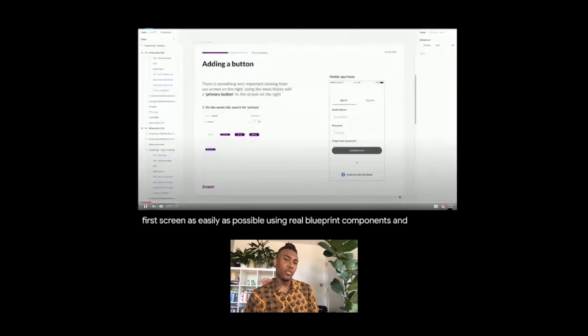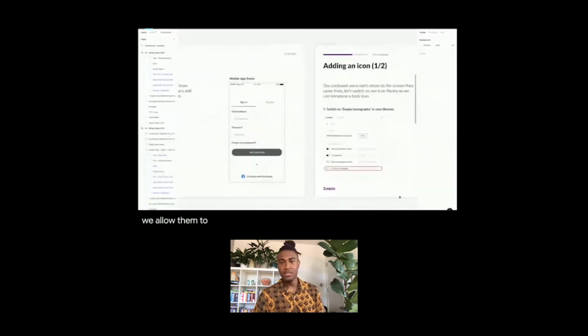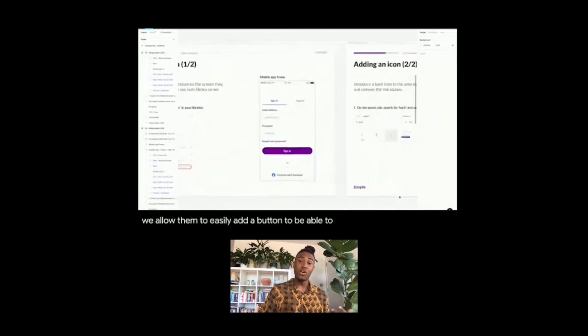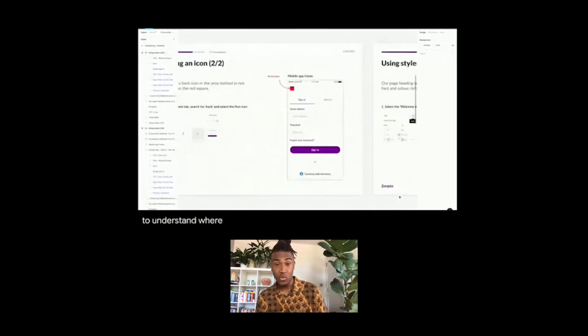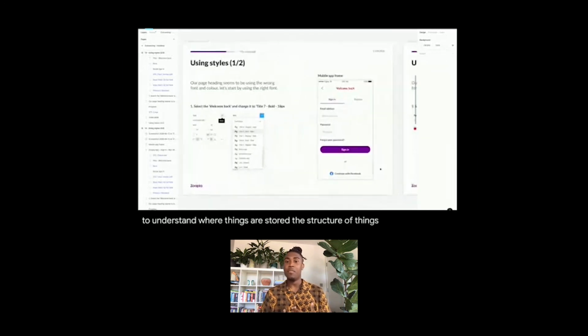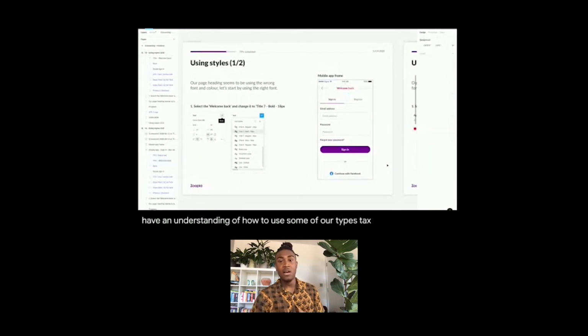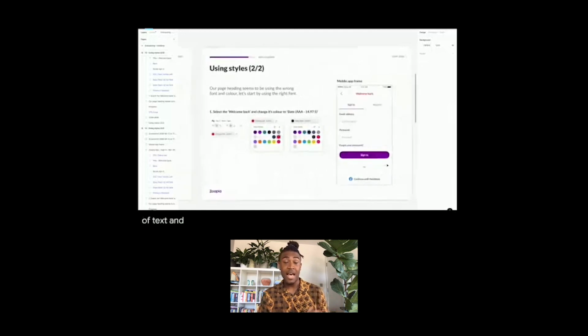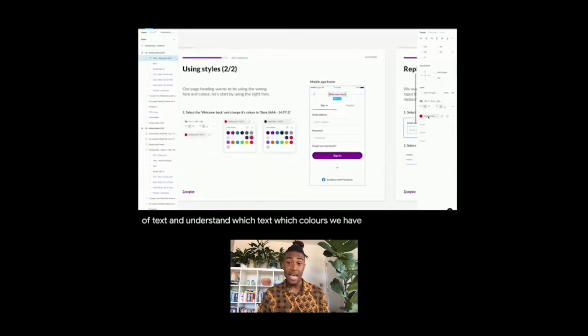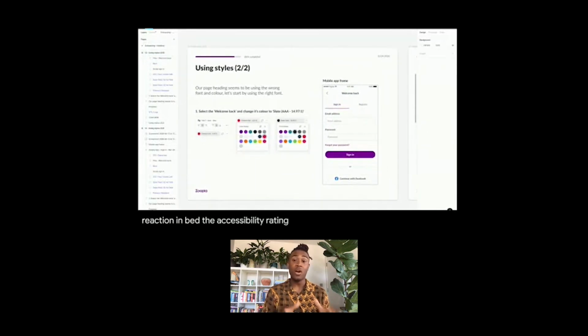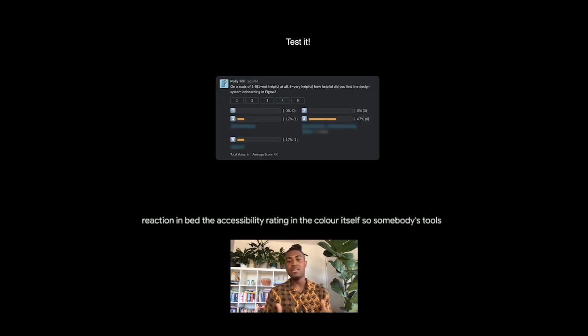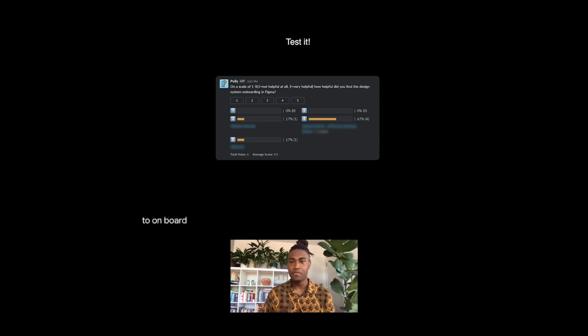And to do that, we allow them to easily add a button, to be able to add an icon, whilst being able to understand where things are stored, the structure of things, but also actually have an understanding of how to use some of our type stacks, change the colors of text, and understand which colors we have today are accessible. We actually embed the accessibility rating in the color itself. So some of these tools in the design system to make it as easy and as user-friendly as possible for a designer to onboard themselves on our design system.